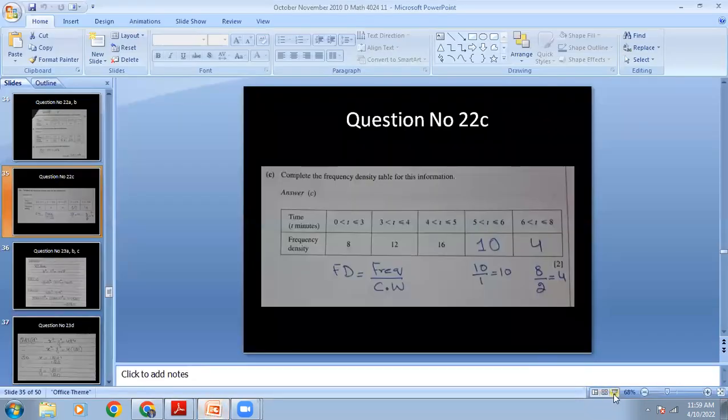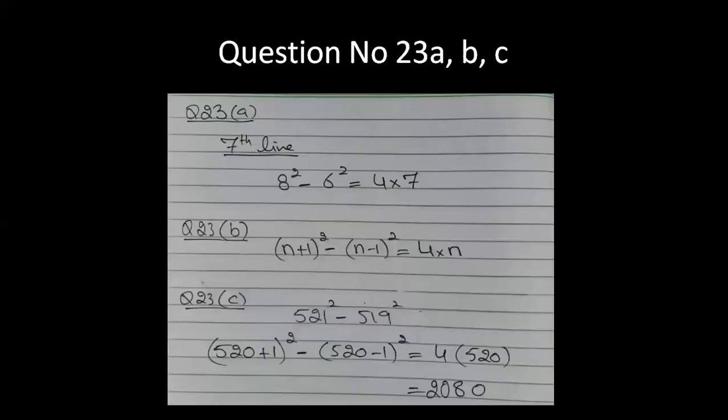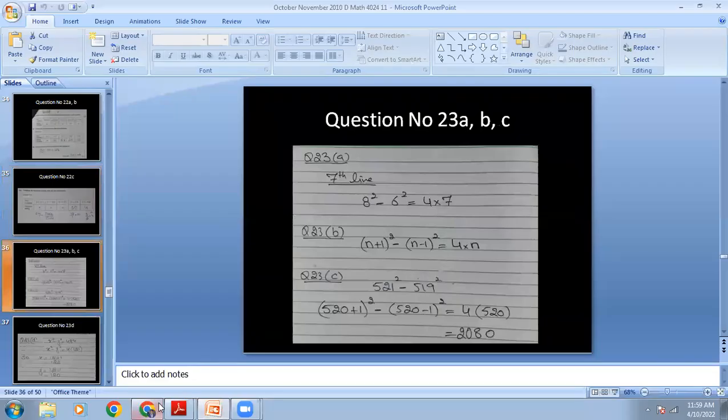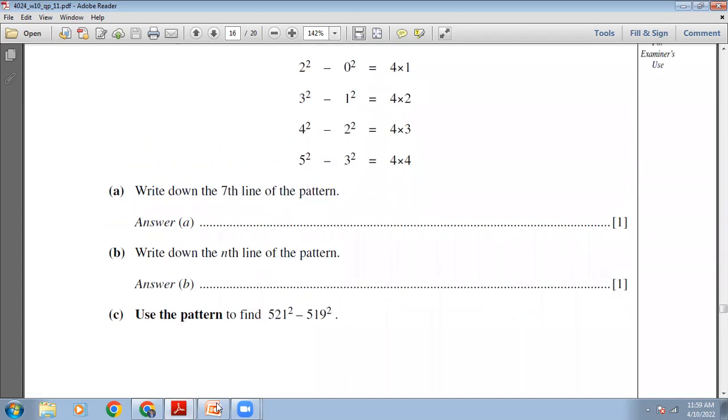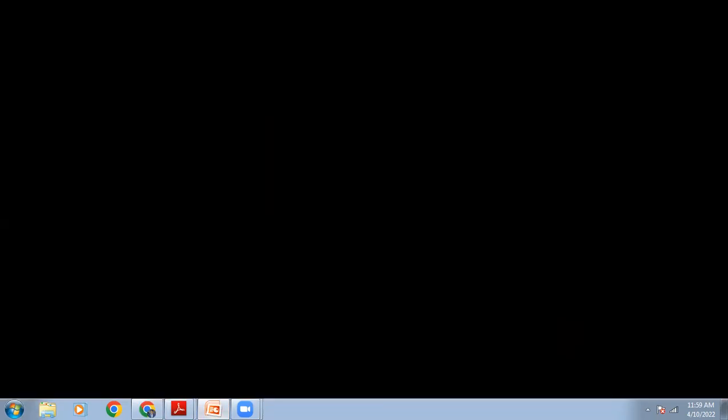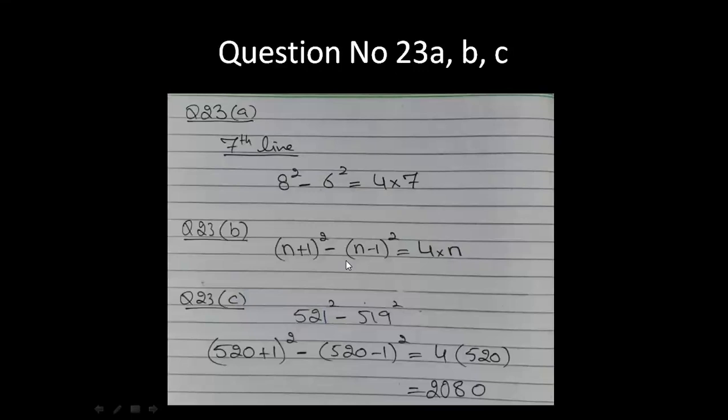I hope you understand that I have cached the pattern. There is no calculation involved. I have only cached the pattern. So you will have 8 square minus 6 square equals 4 multiply 7. So that is the 7th line. So the next question, they want you to find the nth line. The nth line will be (n plus 1) whole square minus (n minus 1) whole square equals 4 multiply n. There is no calculation involved. Only I have cached the pattern.